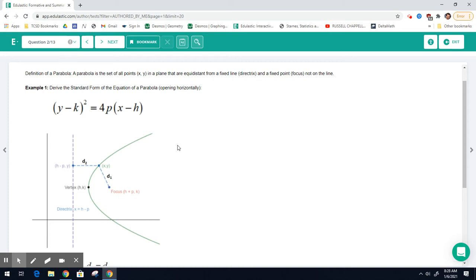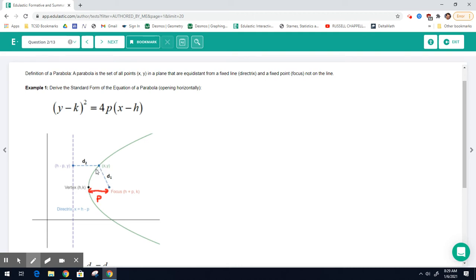So I'm looking at this parabola opening up to the right. The parabola is the green curve. I picked a point x, y on that green curve, and I labeled 2 distances. First, the distance to the focus. The focus is in line with the vertex. It's just p units to the right. So this distance between these 2 points is a distance called p. So there's the focus. That's the first distance we have to work with.